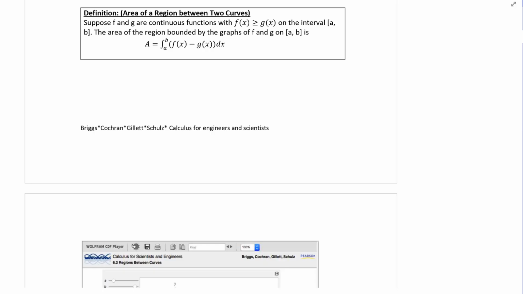In this video, we'll talk about the area of a region between two curves. So as you can see in the definition, the area between two curves is given by this integral between a and b of f of x minus g of x dx. Now, why does that happen?